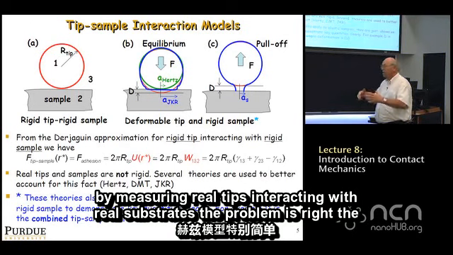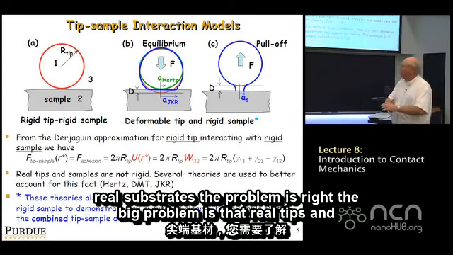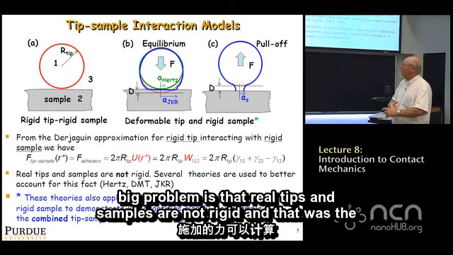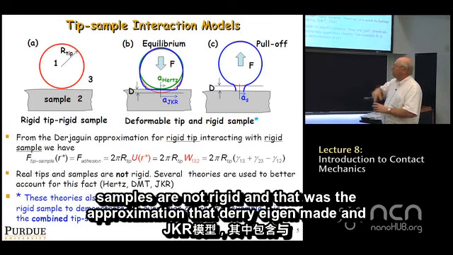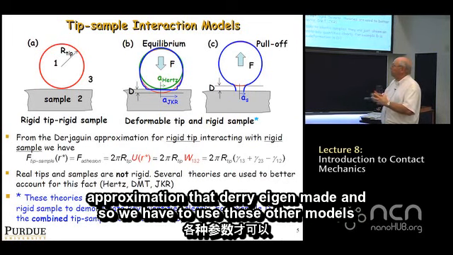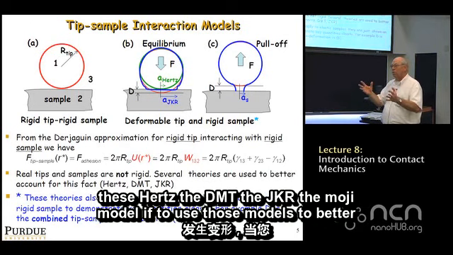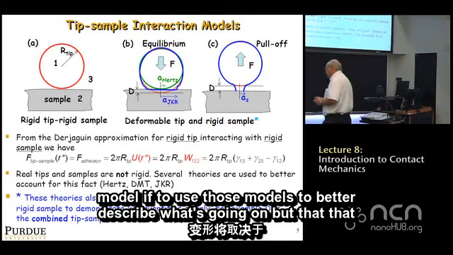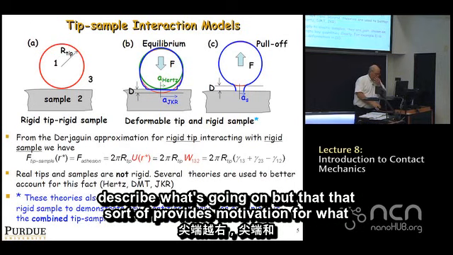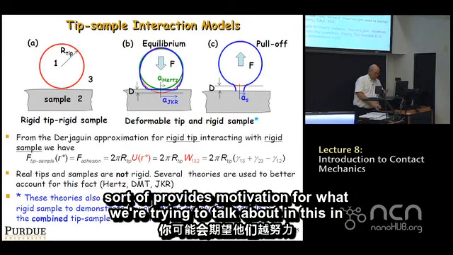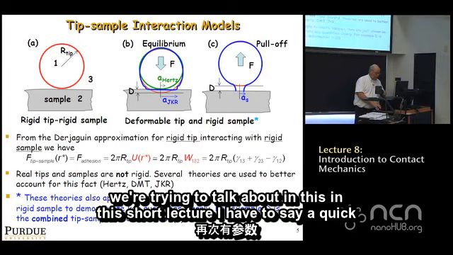The problem is, the big problem is that real tips and samples are not rigid, and that was the approximation that Derjaguin made. And so we have to use these other models, the Hertz, the DMT, the JKR, the Maugis model. We have to use those models to better describe what's going on. But that provides a motivation for what we're trying to talk about in this short lecture.